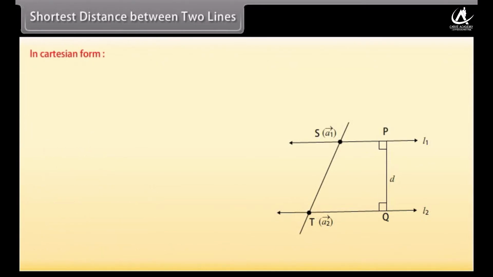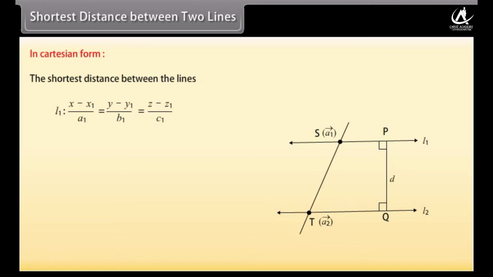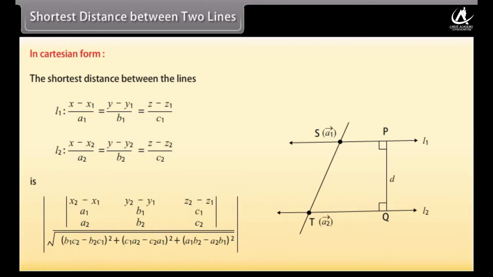In Cartesian form, the shortest distance between the lines L1: (x minus x1) by a1 equals (y minus y1) by b1 equals (z minus z1) by c1, and L2: (x minus x2) by a2 equals (y minus y2) by b2 equals (z minus z2) by c2, is the modulus of the determinant with first row x2 minus x1, y2 minus y1, z2 minus z1, second row a1, b1, c1, third row a2, b2, c2, divided by the square root of (b1c2 minus b2c1) squared plus (c1a2 minus c2a1) squared plus (a1b2 minus a2b1) squared.